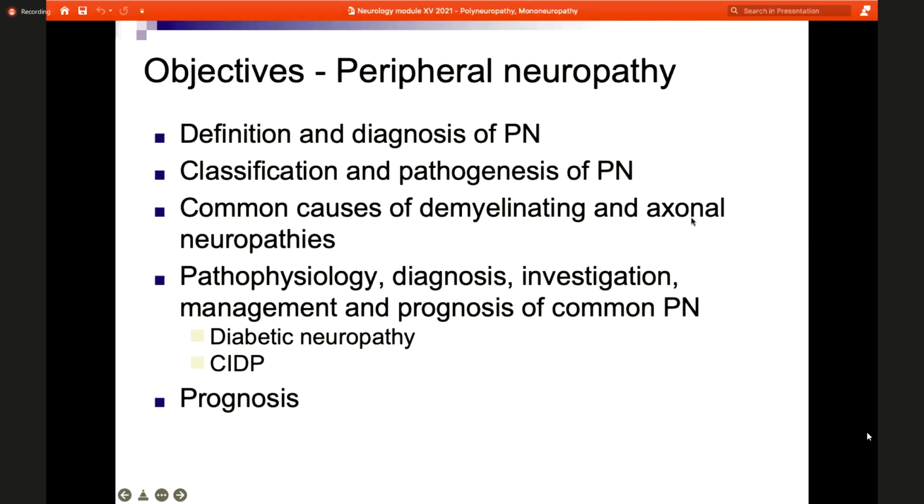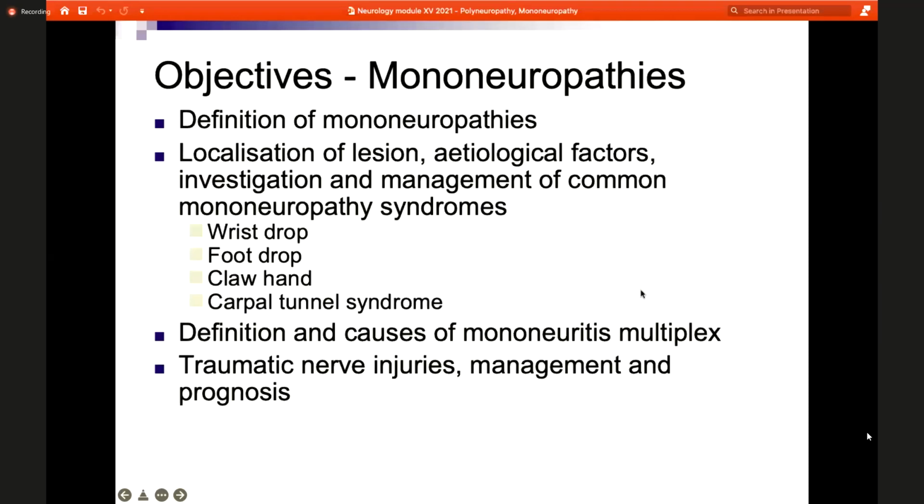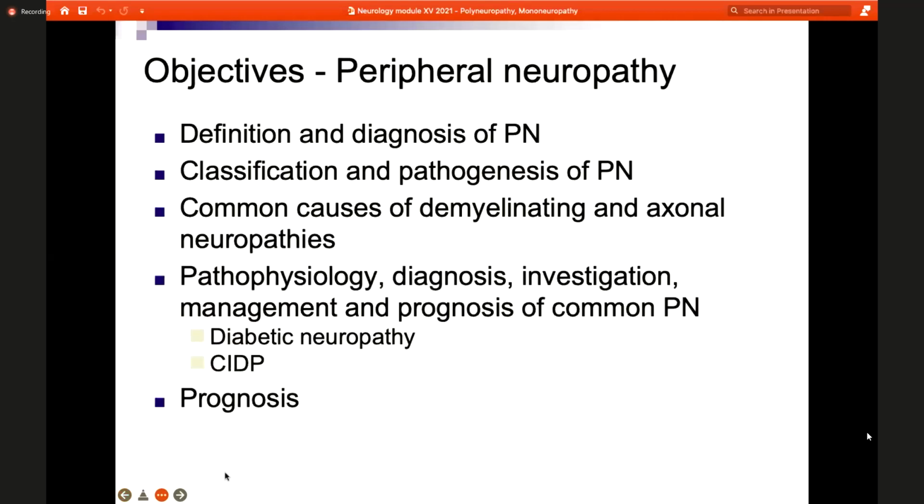Right. So these are the objectives. I am supposed to show the objectives at the beginning. These are the objectives for the first lecture. So it includes the definition, classification, causes, pathophysiology, diagnosis, etc., etc. And there will be 2 examples, and then the prognosis.